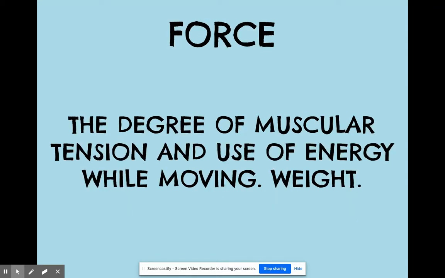Force is how much muscle it takes to do a movement. So it's also called weight. So for instance, if you're showing a lot of power in a jump, like you're bending down low and then you're forcing yourself upwards, that takes a lot of muscular tension. So that has a big force.